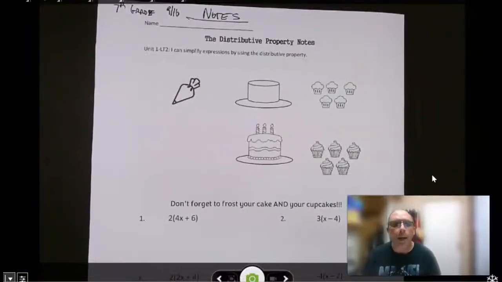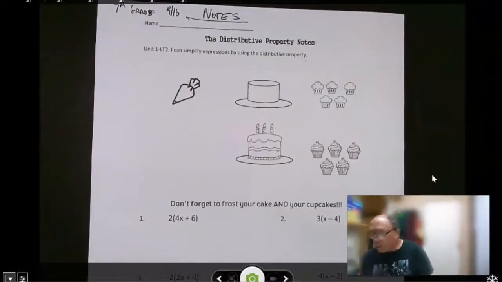Hey, it's Friday. You made it through the week. So we have a pretty easy day. All we're doing today is this worksheet.